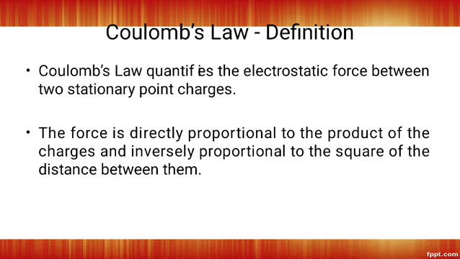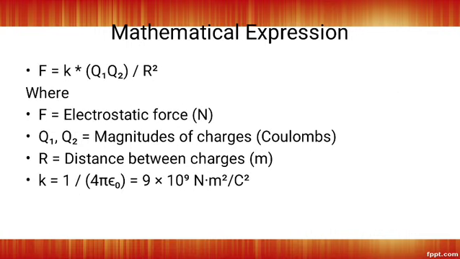So according to Coulomb, the definition of the law is: the electrostatic force exists between two stationary point charges. This force is directly proportional to the product of the charges and inversely proportional to the square of the distance between them. First, the mathematical expression of Coulomb's law, that is the force existing between these two charges, let them be Q1 and Q2. So F is equal to K into Q1 Q2 divided by R square.